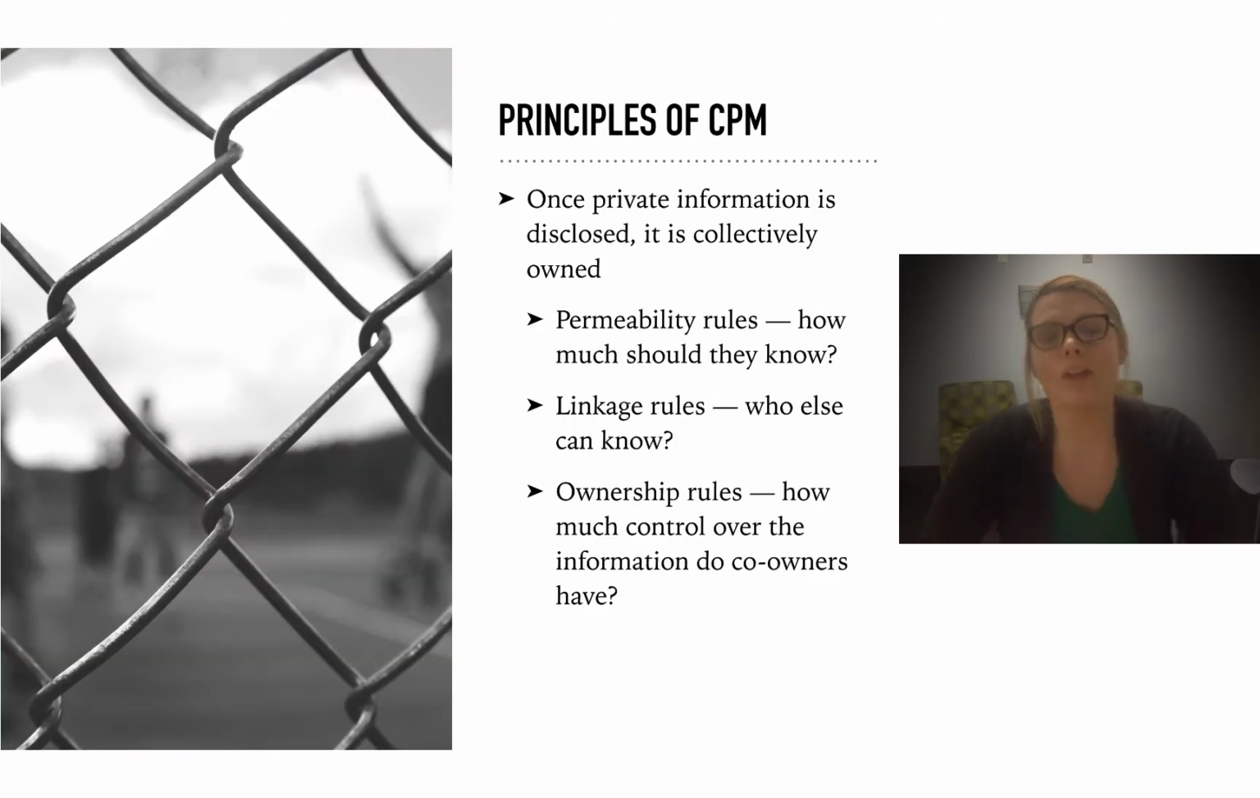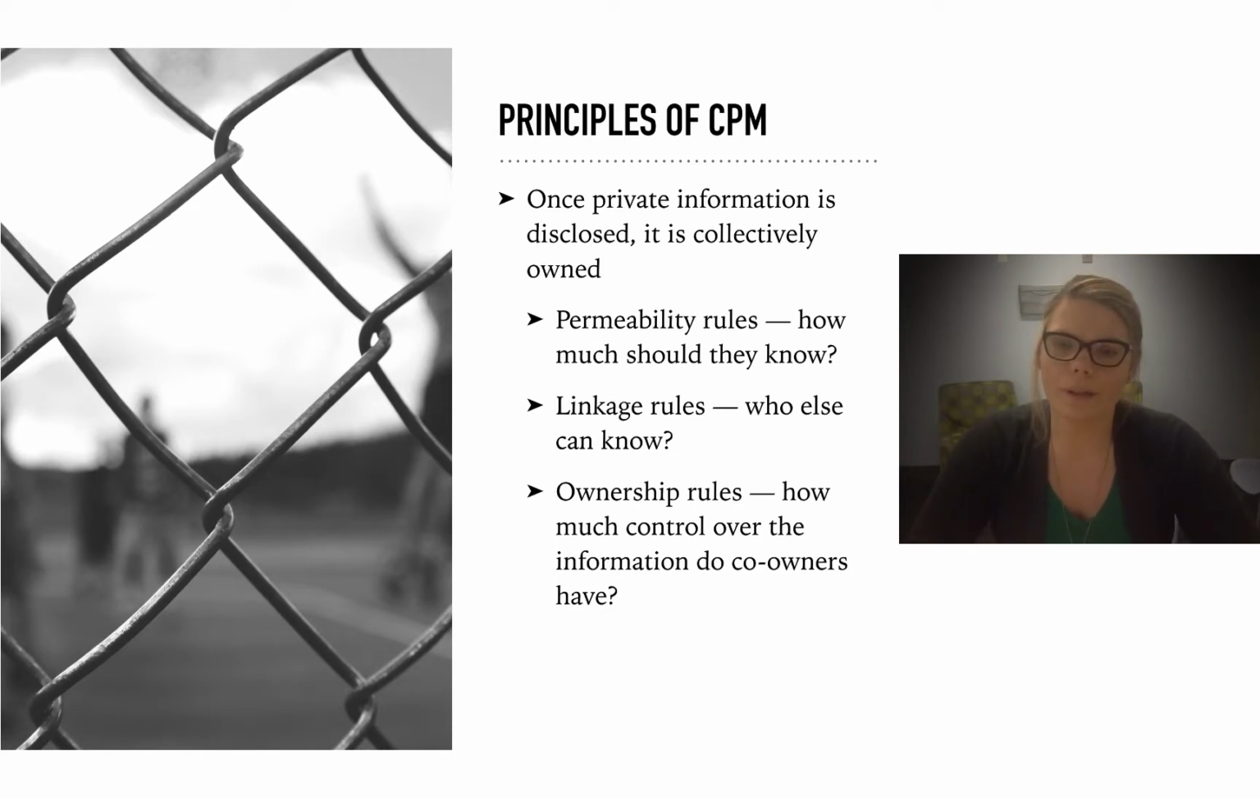So once private information is disclosed, we have a collective ownership. So once I share my information, that information is yours as well. We have several rules associated with this, and the first is permeability. So how much information should that other person know? A linkage rule is who else can know or become a co-owner of that information.